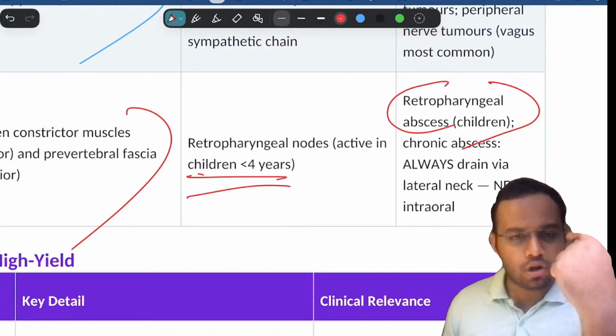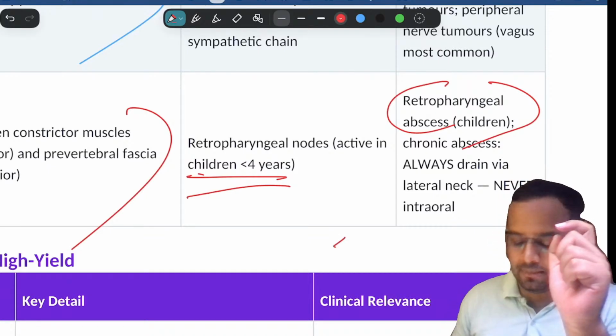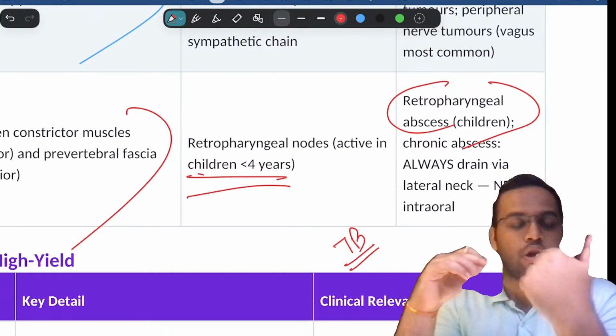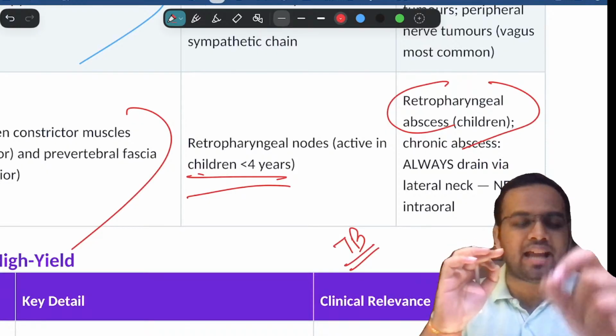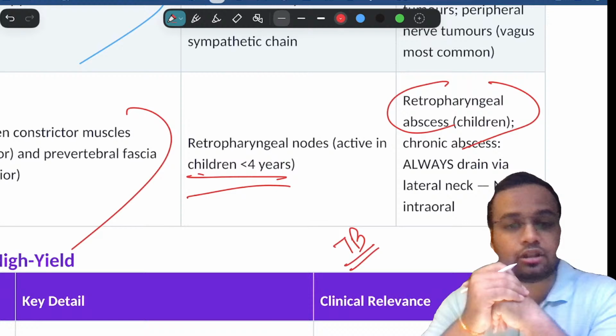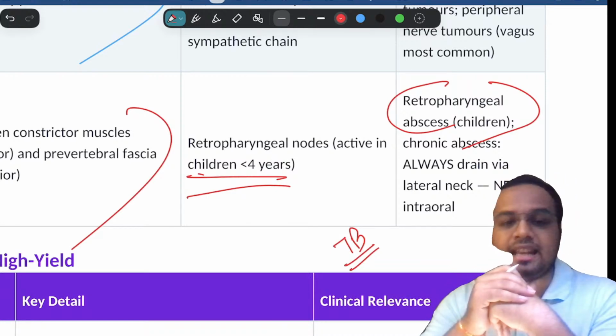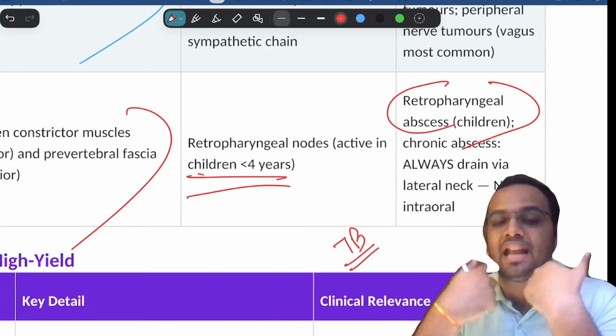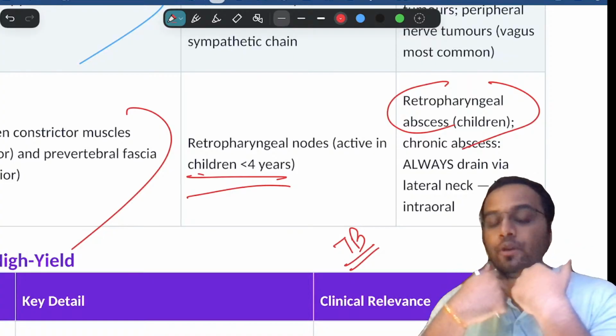Two reasons. A chronic retropharyngeal abscess might be a source of TB, and if you drain it from the mouth, it can cause an oral fistula, and the child might go for aspiration, and it can cause sudden death of the child. So always remember, when treating electively, you have to take an approach through lateral incisions. You have to go from the lateral neck.